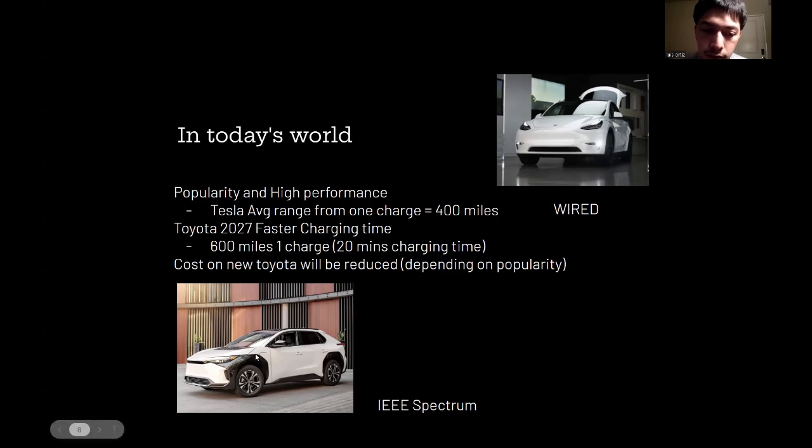And here we have the Toyota 2026, 2027 project with the solid state batteries. This is just an example of what an EV Toyota car looks like. And here we have a Tesla, which is also another EV car.